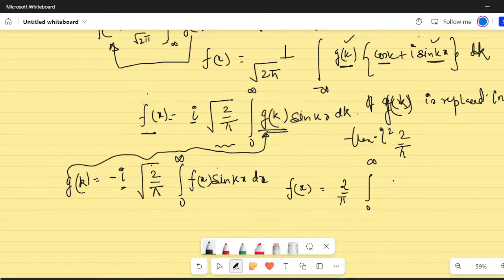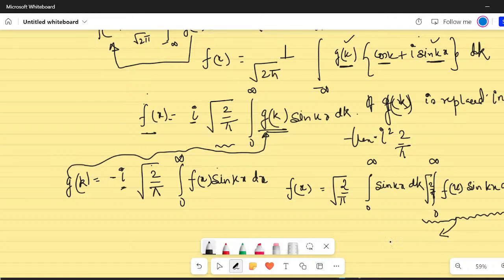You have this sine kx dk, integration going over k, and then you also have an integration over x, from 0 to infinity. Instead of this variable, I'll use a different variable, otherwise you'll get confused. I'll use f of u sine ku du. And if I distribute this 2 upon pi into two portions, this particular portion is referred to as the Fourier sine transform.